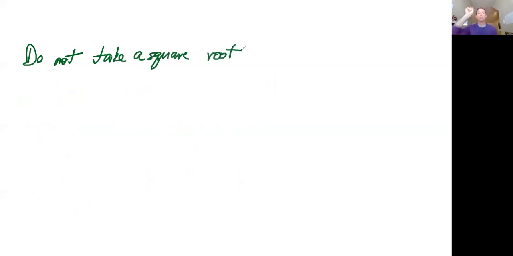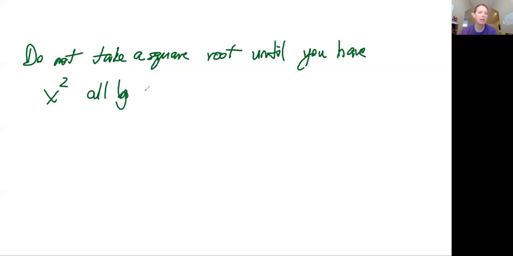You can probably picture me in class. Do not take a square root, but maybe not quite that rude, until you have x squared all by itself. And by x squared, I mean it could be y squared or t squared, whatever. The squared term has to be all by itself before you take the square root. So here's the next example.